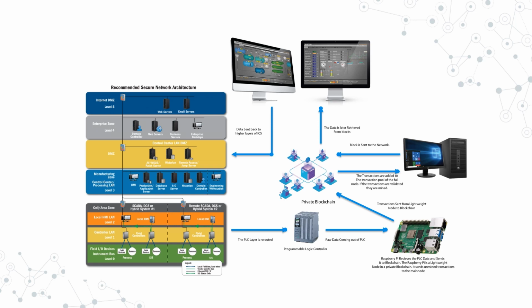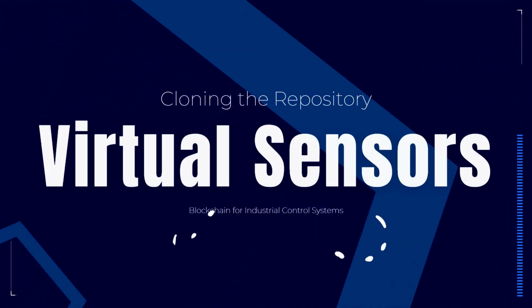So now, ladies and gentlemen, we will begin the demo and show you briefly the different steps of the blockchain for industrial control systems. For the purpose of the demo, localhost was used in some parts. For real testing, IP addresses of the systems have been used.